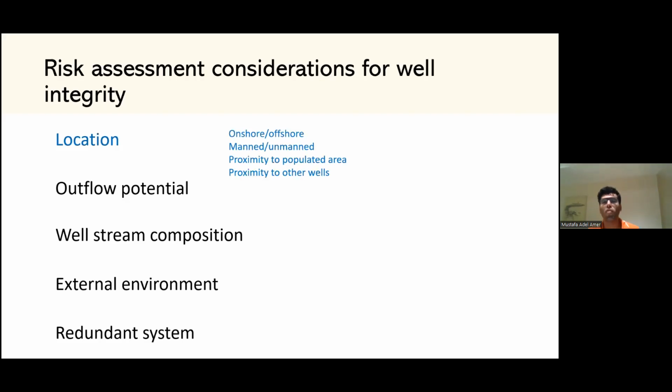For location, you need to know if the well is onshore or offshore, manned or unmanned. For example, if the well is offshore and you have a failed subsurface safety valve and the well is capable of flowing to the surface, that could be an issue. You need to make sure that people are safe, because in case you lose fluids and you don't have the subsurface safety valve in the well, it could be a severe case. And also the proximity of the well to other wells.